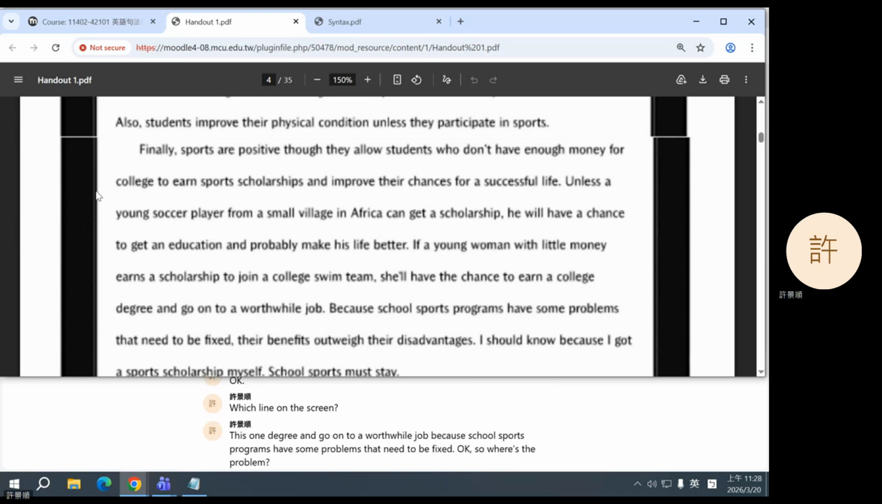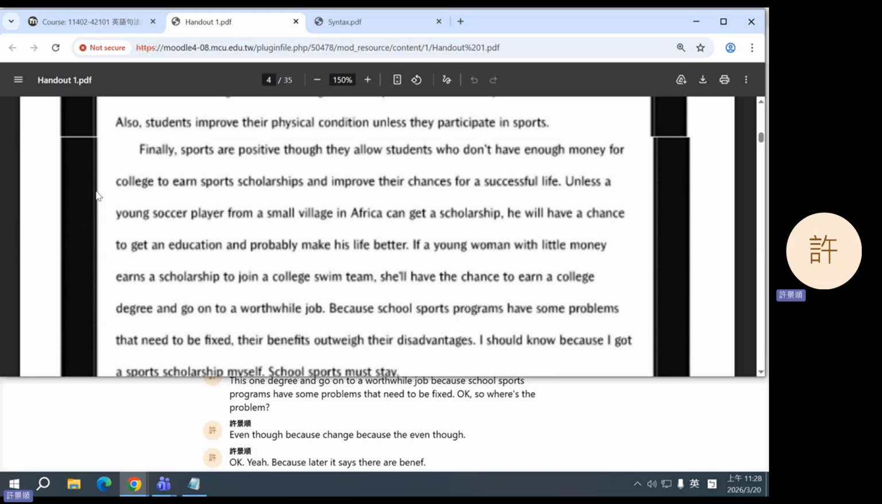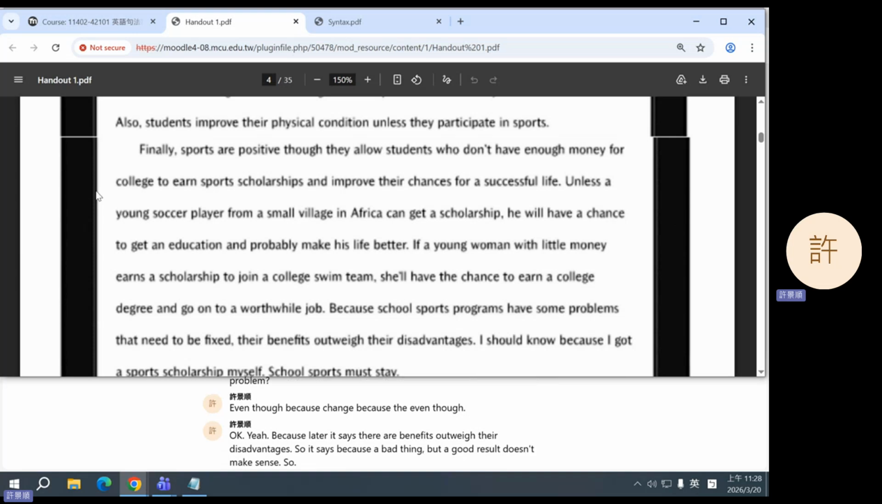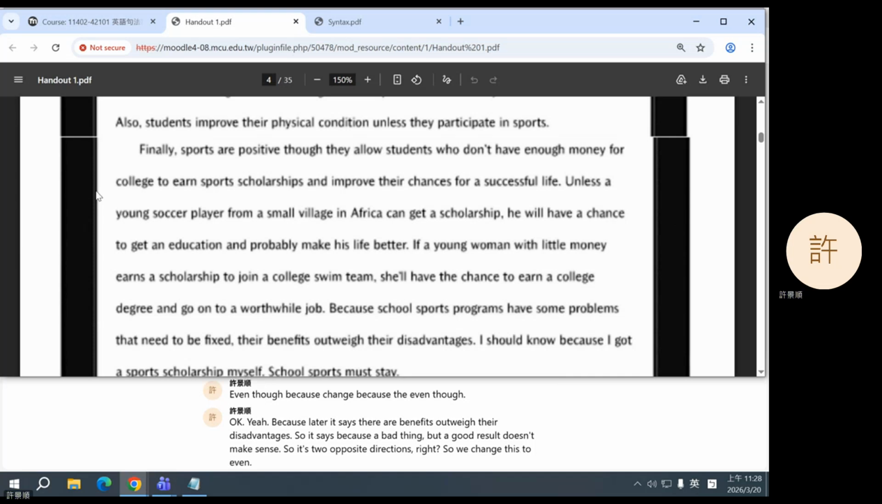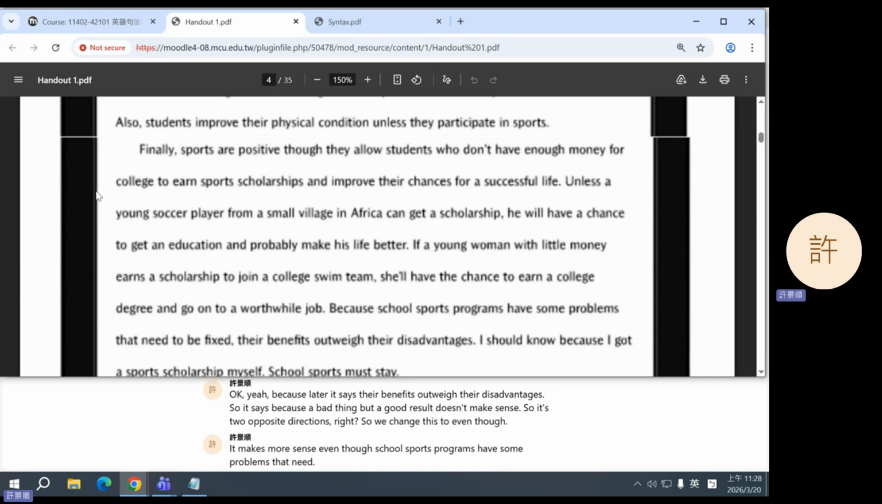Even though. Change because to even though. Okay, yeah, because later it says their benefits outweigh their disadvantages. So it says because a bad thing, but a good result doesn't make sense. So it's two opposite directions, right? So if we change this to even though, it makes more sense. Even though school sports programs have some problems that need to be fixed, their benefits outweigh their disadvantages. Thank you.